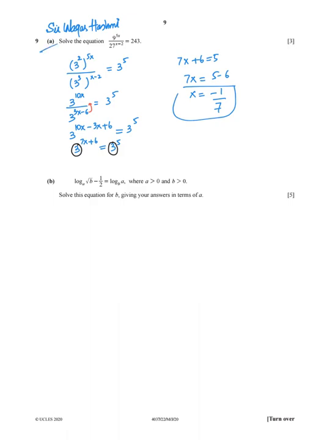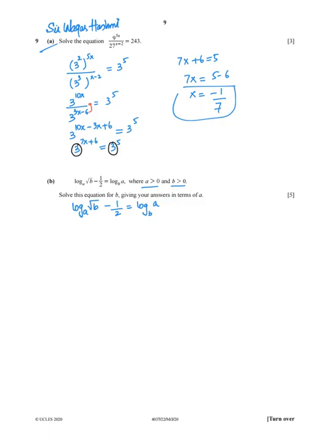Next part, it says log a of under root b, minus 1 upon 2, equals log b of a, where a is greater than 0 and b is greater than 0. It means that if you are getting a negative value, then you need to reject it. Solve this equation for b, give your answer in terms of a.